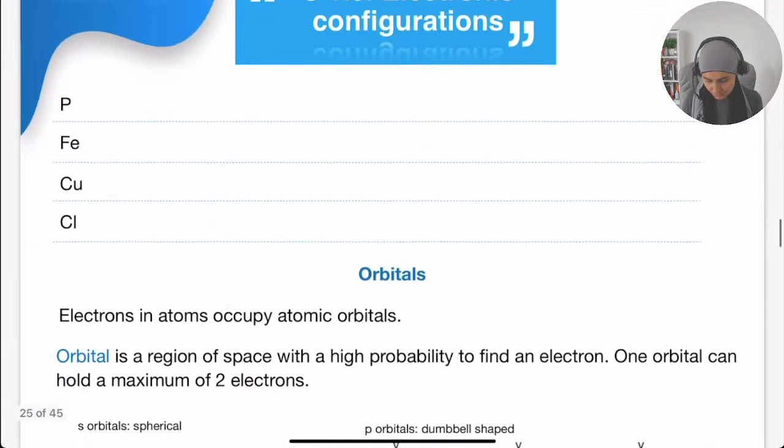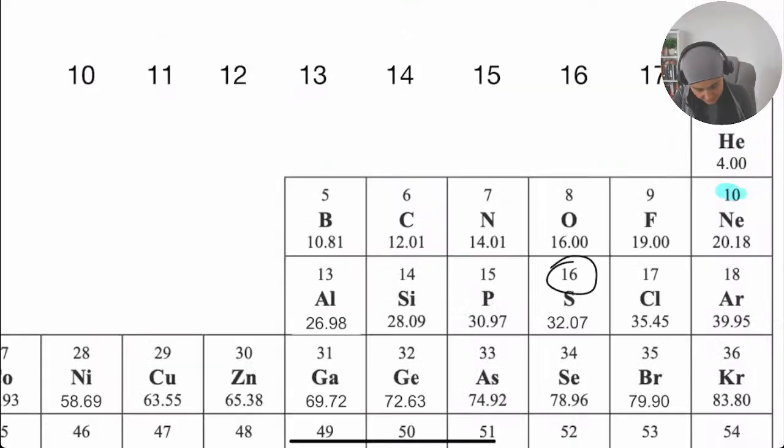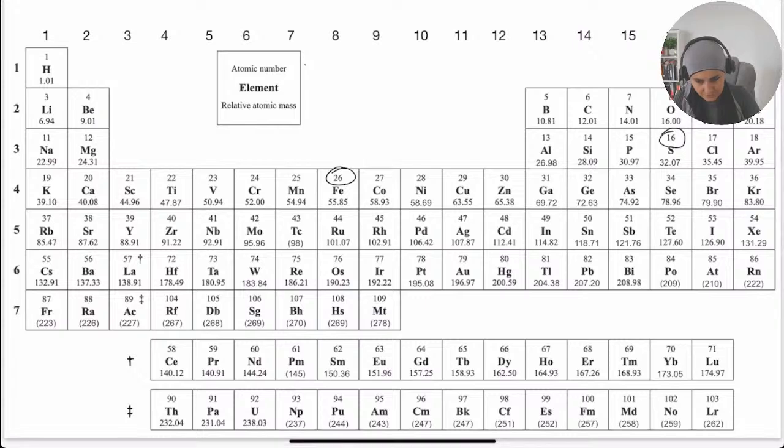3s2 3p4. That's the condensed configuration. And let's do one more, maybe for iron. Let's do Fe. So for Fe, it has 26 electrons.